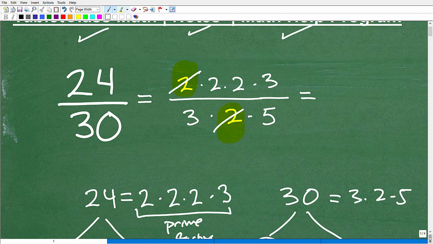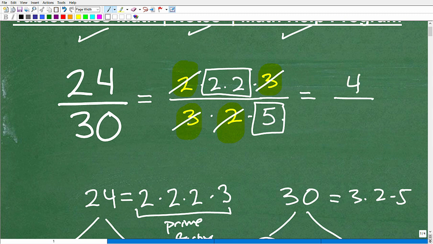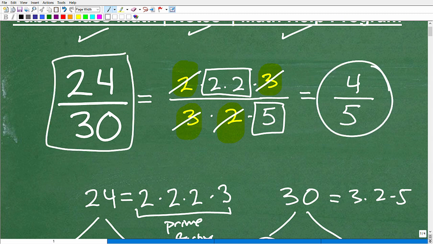All right. Now I have a 3 down here. I'm scanning around. I'm looking for all kinds of opportunities to eliminate 3. Oh, I got a 3 right there. So I can cross cancel those guys. And I'm left with these numbers here. Okay. So what's that? 2 times 2 is 4. And then I just have a 5 down in my denominator. So there is our answer. 24 over 30 is simplified or reduced down to 4/5. Okay, that is the proper way of reducing or simplifying a fraction.